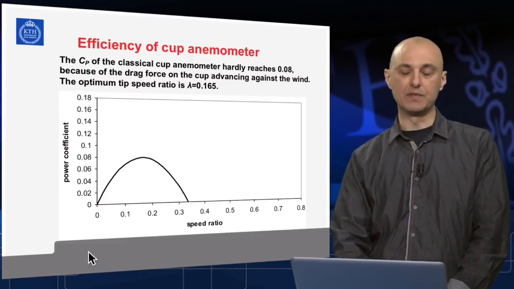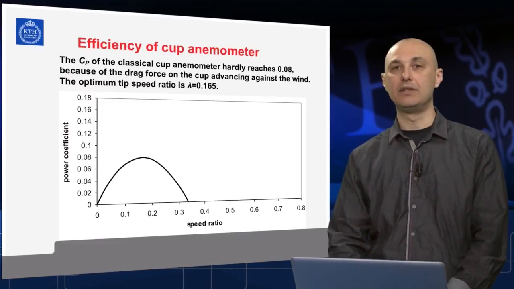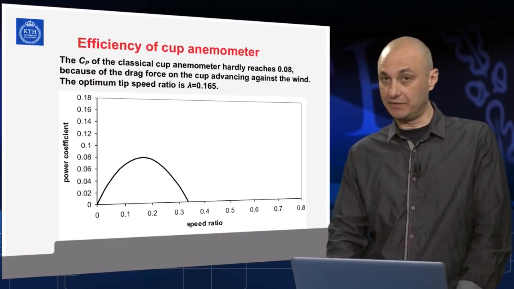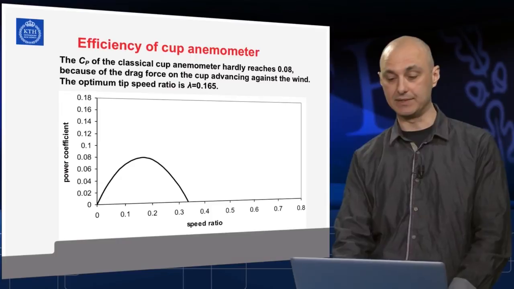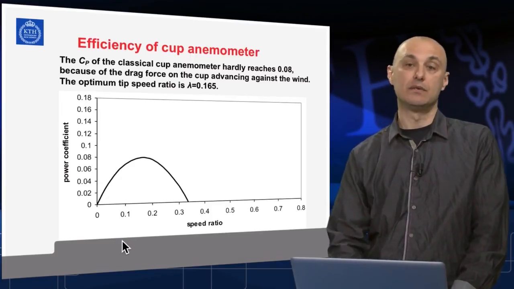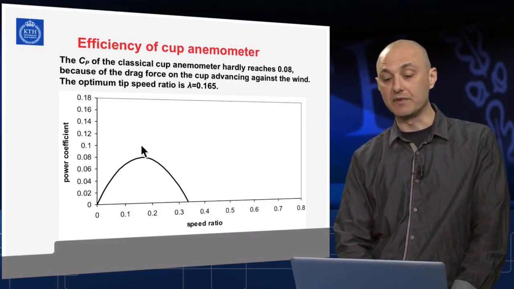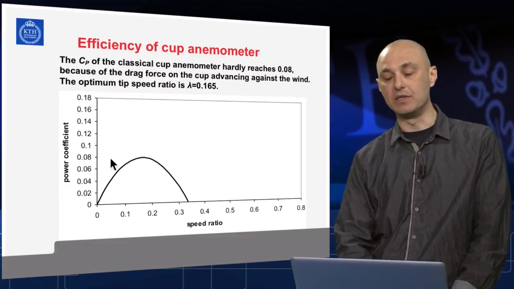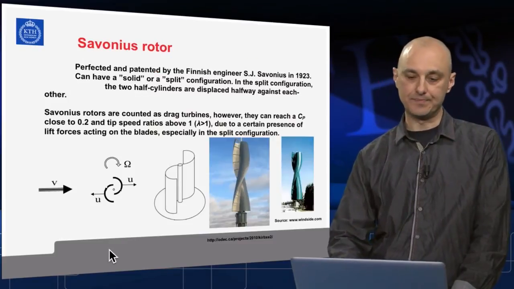So such turbines are absolutely not good as energy conversion devices. They cannot reach anywhere close to 59% efficiency, which we saw is the maximum possible for the best case. But they are actually very good as wind speed measurement devices, because the power extracted with this turbine is a smooth function of the wind speed.